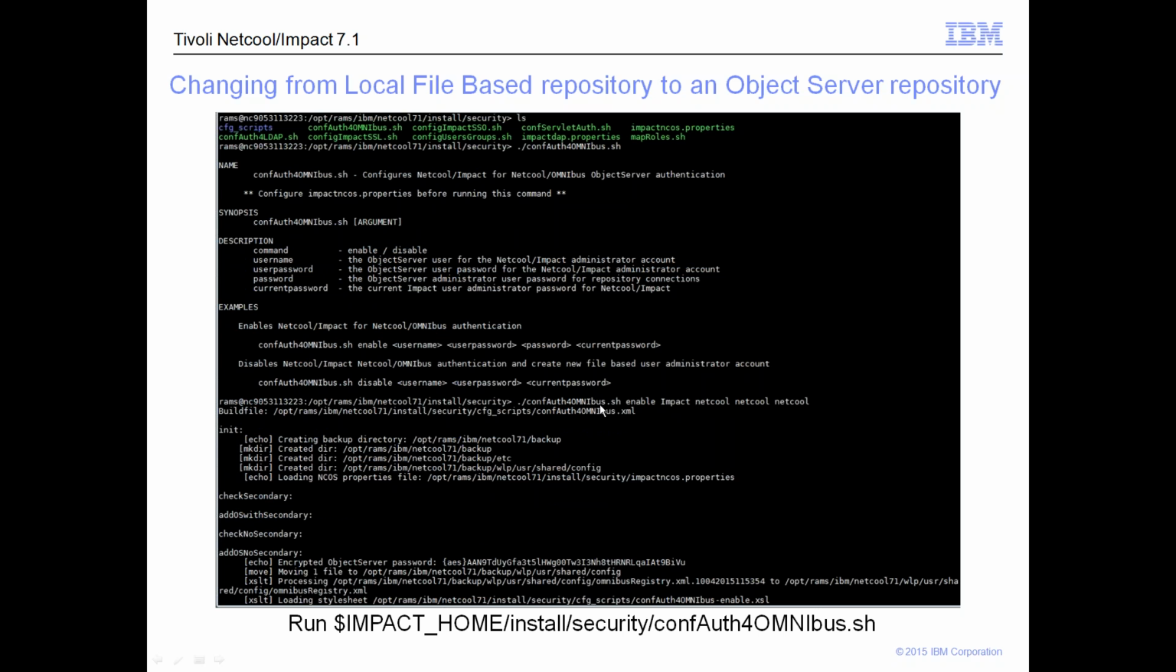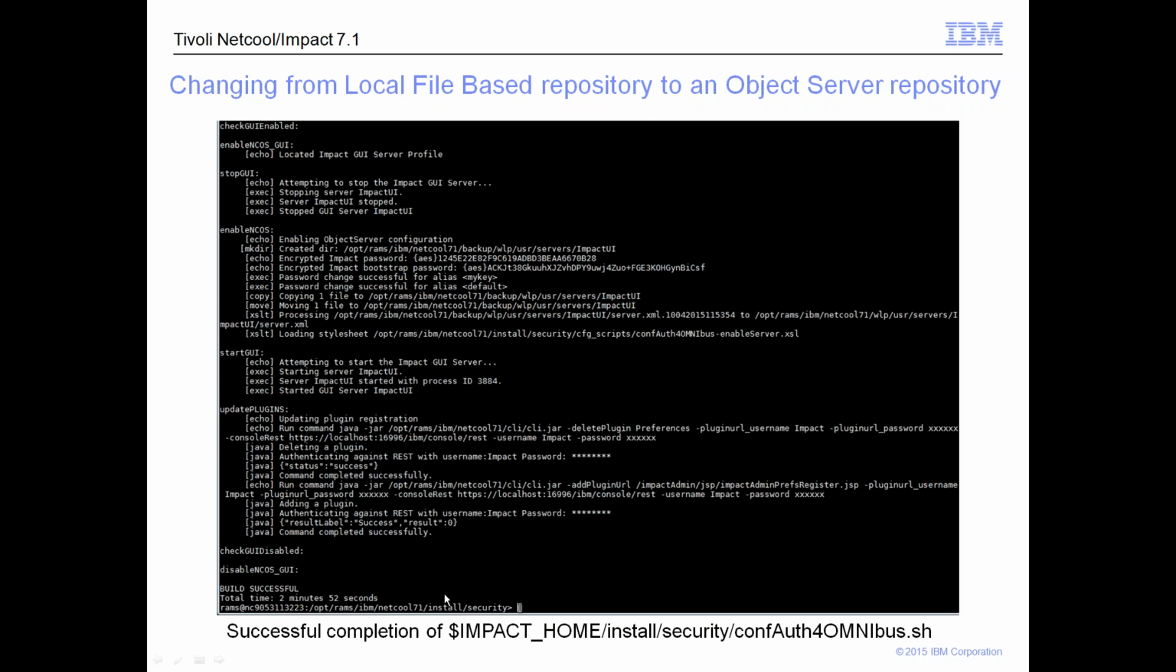But we run the script, we enable it. Here's the new administrative user that's on the object server that I want to use, its password. Here's the root user's password for the object server, and here is the current password for the local file-based administrative user. Like I said, it's a little confusing, but it's not too bad. So we go ahead and run the script, and that's what it's going to look like when you start running it. And hopefully, upon completion, it will say build successful.